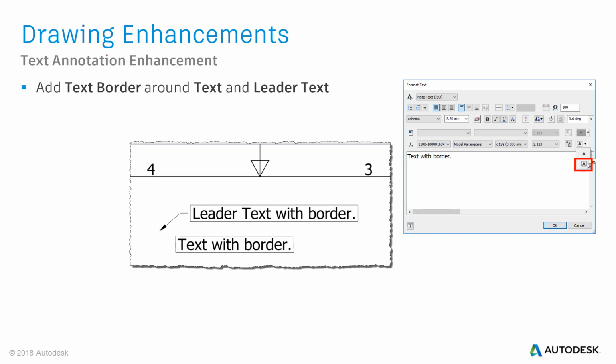Okay, here is a lightweight enhancement to have a small thought break. You can now add a text border around the text and delete the text. In the Format Text dialog box, select the drop-down arrow as shown and select Text Border.